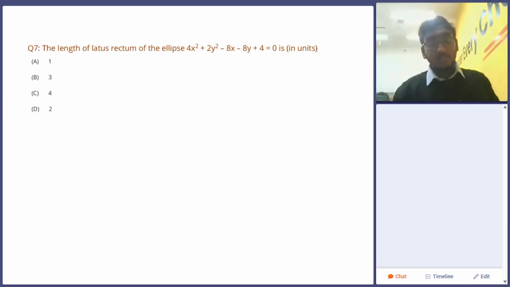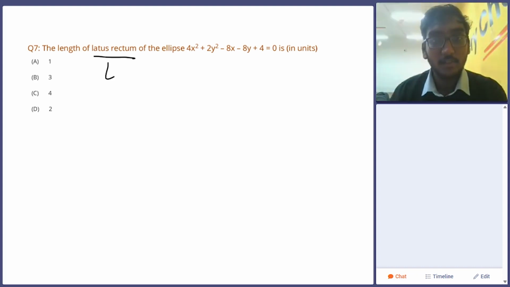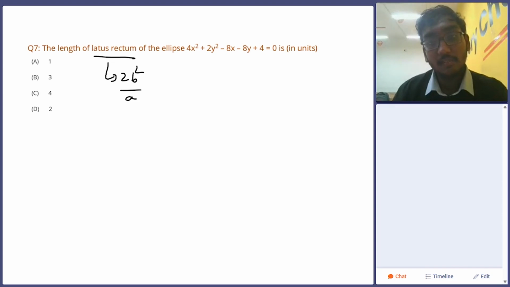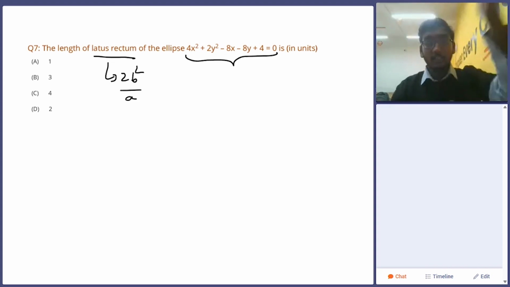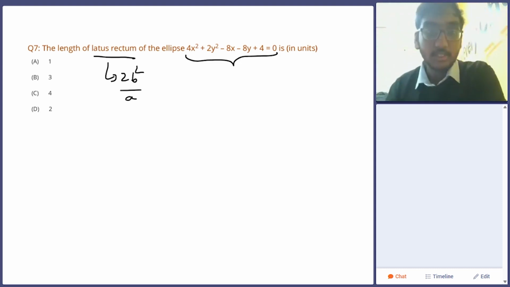So this question is again from conic sections. They are asking you to find the length of the latus rectum of the ellipse. You know that the length of the latus rectum is 2b square upon a, right? And the equation of the ellipse which is given here is not in the standard form. First, you have to convert it into standard form, and then you can determine the latus rectum using this 2b square by a formula.